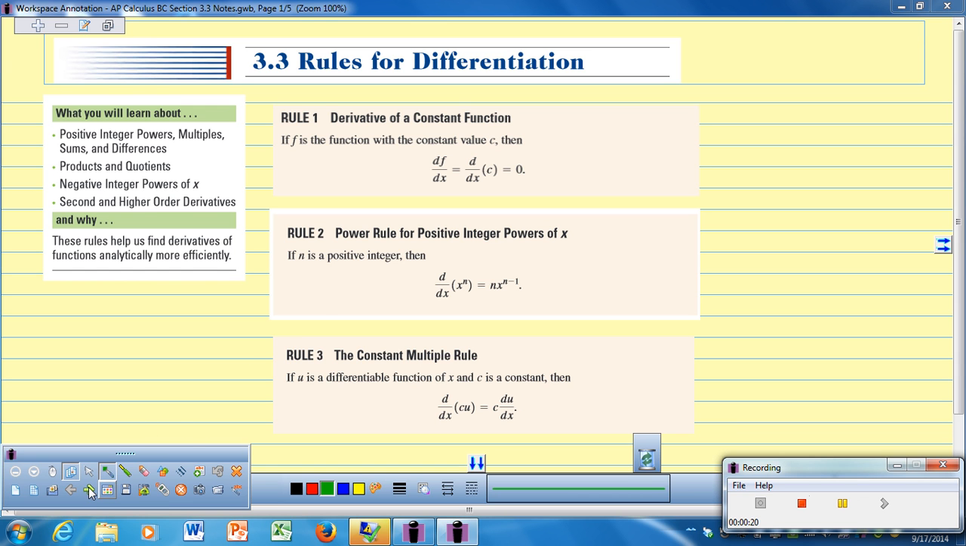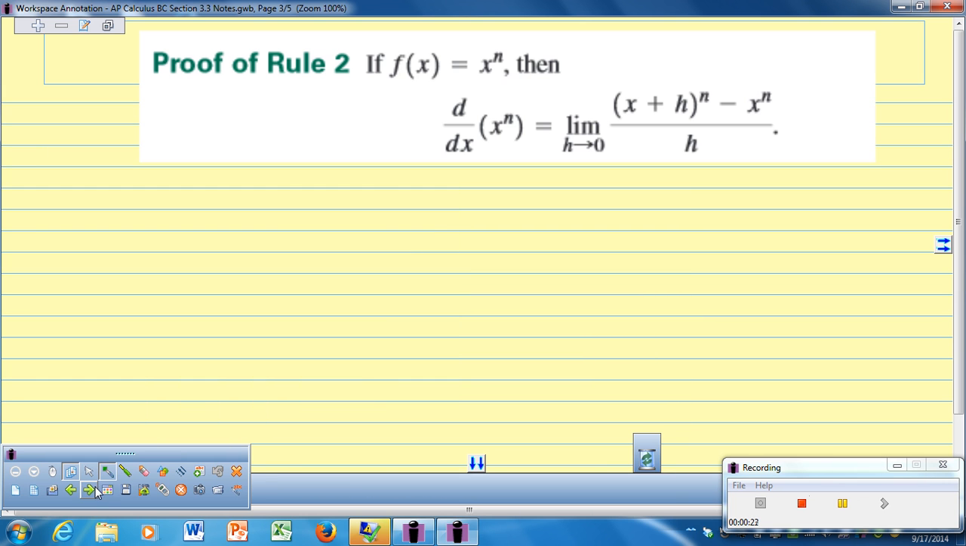So we're going to start with our x to the n function, and we want to prove the derivative for x to the n. And we start with the definition of a derivative, which is the limit as h goes to 0 of x plus h to the n minus x to the n all over h.